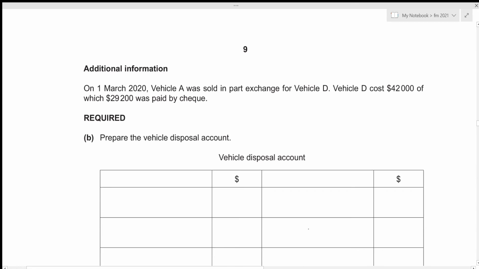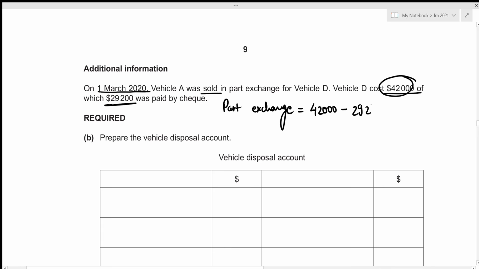We are now given additional information. On 1st March 2020, vehicle A was sold in part exchange for vehicle D. Vehicle D cost 42,000, of which 29,200 was paid by check. So the remaining was paid by the part exchange. So let's figure out the part exchange value. That's the difference between the cost of vehicle D and the check payment. So that's 42,000 minus the check payment of 29,200, which gives the value of the part exchange to be 12,800.